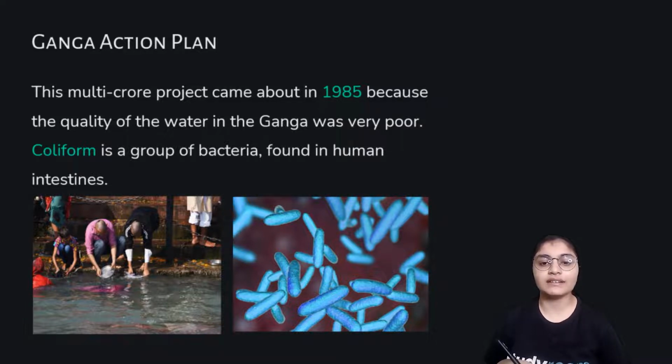We know that Ganga is an Indian river, and the quality of Ganga was very poor because there was a group of bacteria present, known as coliform bacteria, which are usually found in the human intestine. The coliform bacteria present in the Ganga waters indicated contamination by disease-causing microorganisms.